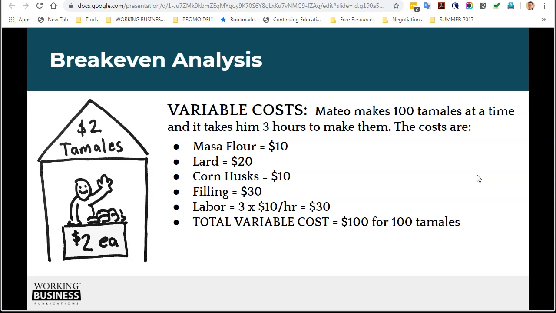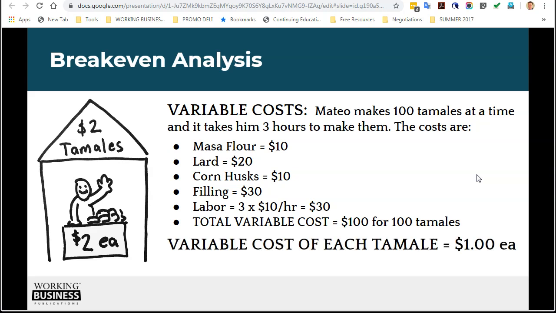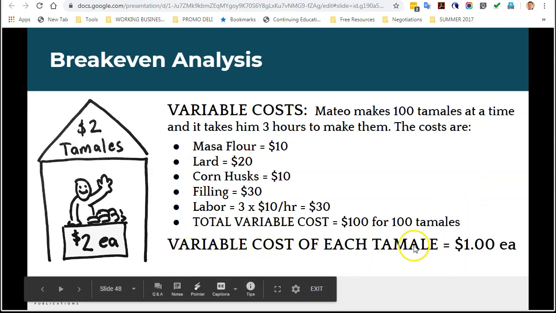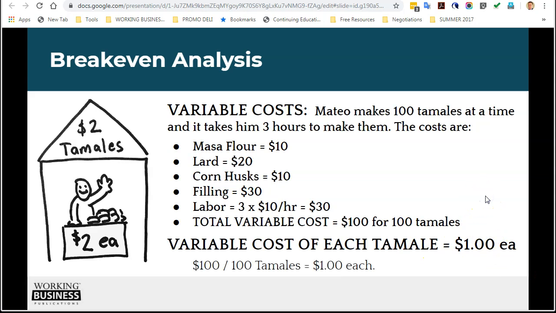Okay? And if you want to find out what the cost for each unit is, you just divide $100 by 100 tamales in this batch, and you would come up with a variable cost of each tamale to be about $1 each.